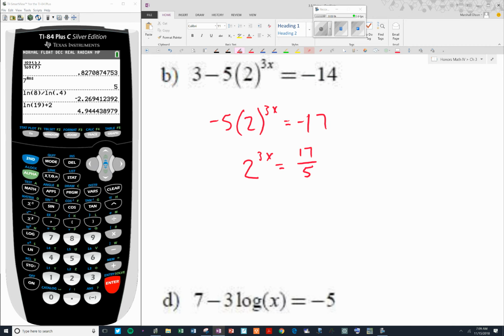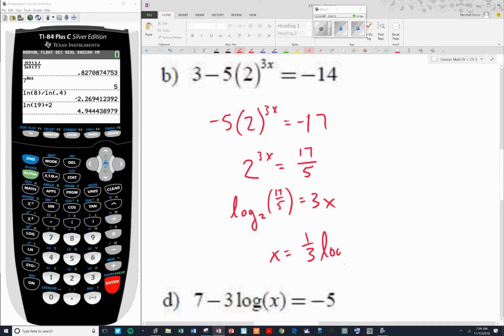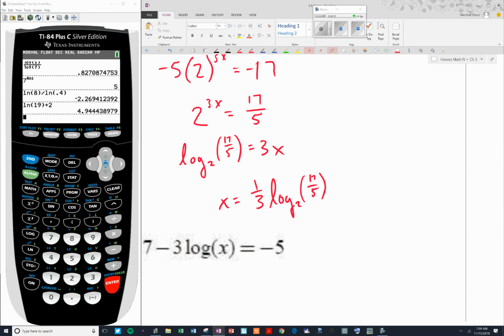So our base is 2 this time. Log base 2 of 17/5 is going to equal 3x. So that means that x is going to equal 1/3 log base 2 of 17/5. I'm going to go one more step here. And somewhere along the way here, you could skip one of these steps if you want to. But I'm going to make sure that I show my change of base formula.